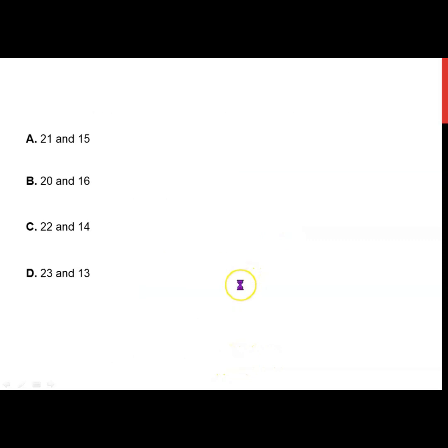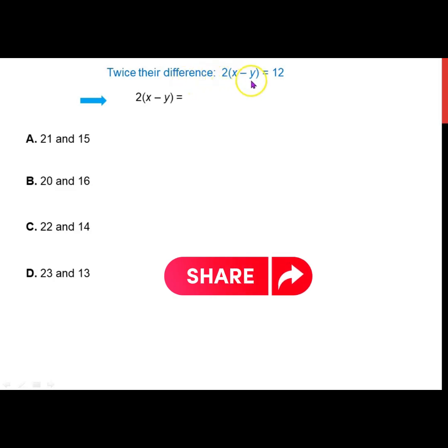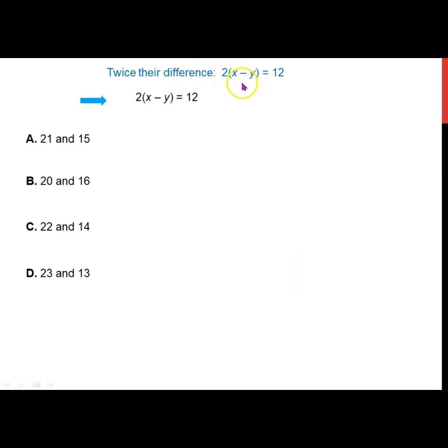Let's do the second one, twice their difference, which is the second sentence. So it should be equal to this. What can we do here? We can divide both sides by 2, for us to eliminate this 2. Now we have x minus y equal to 6, because 12 divided by 2 gives 6. We call that equation 2.